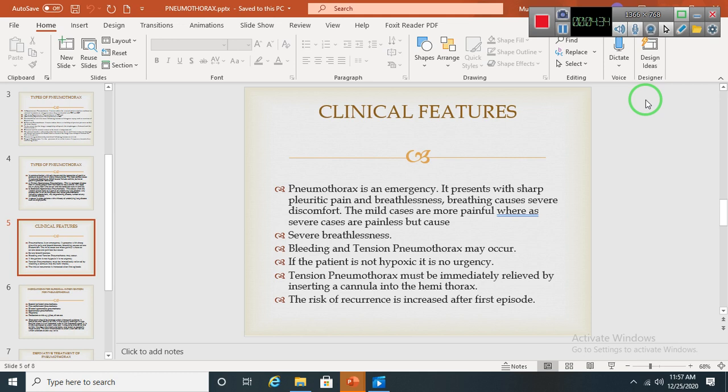If the patient is not hypoxic, it is no emergency. Tension pneumothorax must be immediately relieved by inserting a cannula into the hemithorax. The risk of recurrence is increased after the first episode.